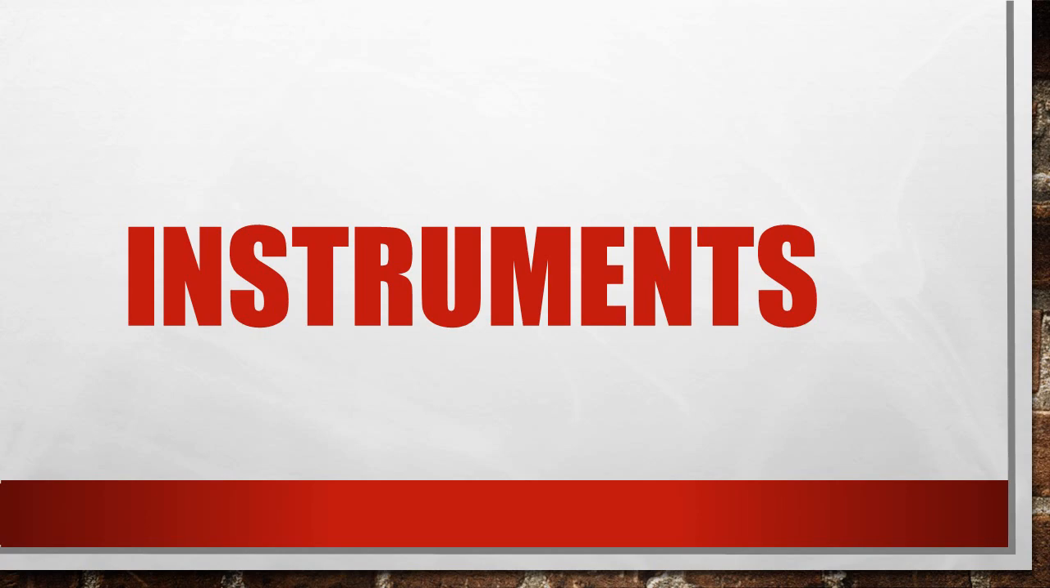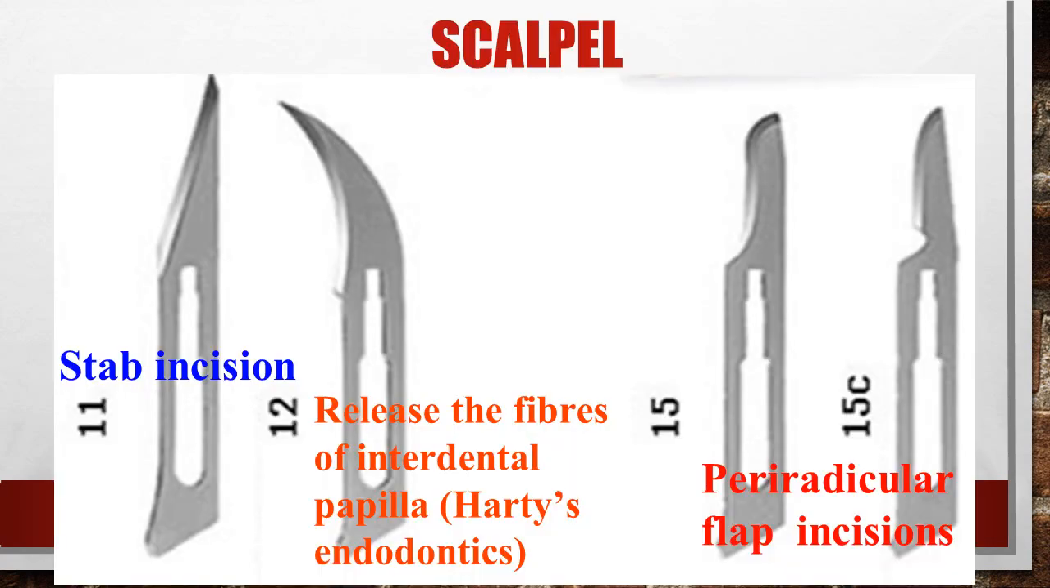So we start off with the basic instruments which are going to be used for our surgical endodontics. Over here you can see there are different kinds of Bard-Parker blades. For the stab incision you can use the number 11 and the number 12, and for creating the flaps you can use the 15 and the 15C. Stab incision is generally where you start giving your vertical incisions, and your flap generally goes in the clavicular area also. So you can use the 15 and the 15C for the clavicular part.